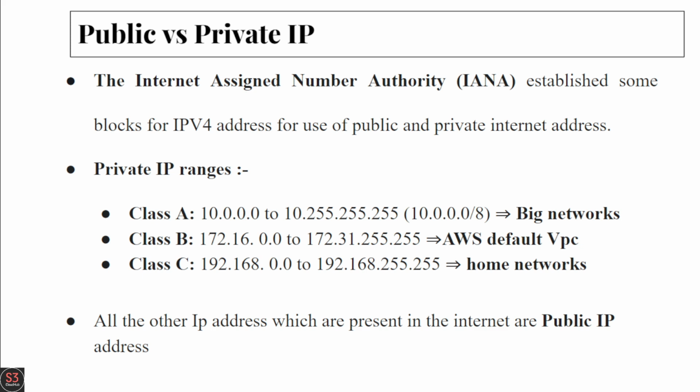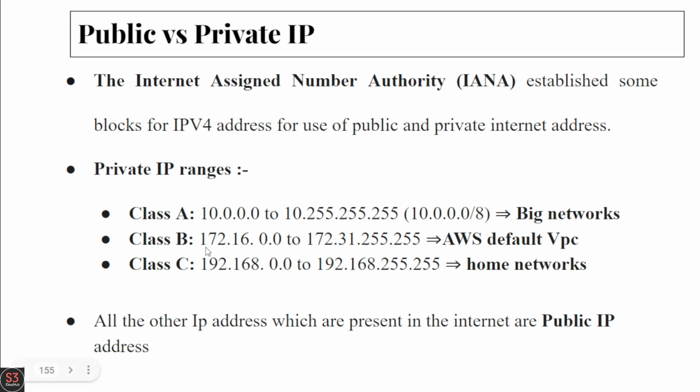So let's talk about the private internet addresses, the private IP ranges. There are three different classes in private IP ranges. First is class A, from 10.0.0.0 to 10.255.255.255. So this range is only used for big networks. If you have to create very big networks, then you can use class A, because we have many IPs provided in class A.